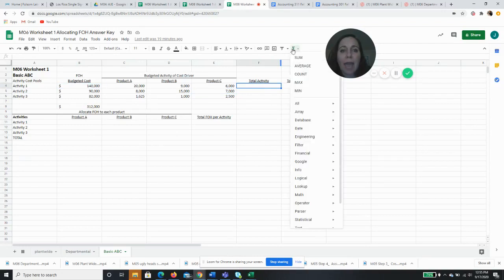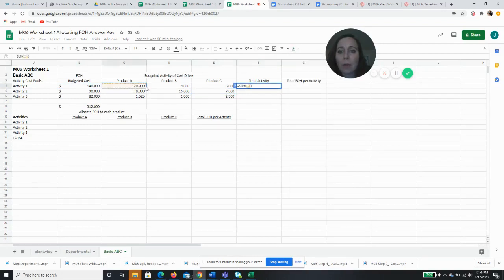So to do this, we just add up the amount of activity that each product has. Product A used 35,000 units of that activity, whatever it is. If it's machine hours, they use 35,000 machine hours. Not product A, all the products together. So in total, we expect to have 35,000 of activity A. And then we'll just copy this down. So we expect to use 30,000 of activity 2 and 5,125 units of activity 3, whatever activity 3 is.